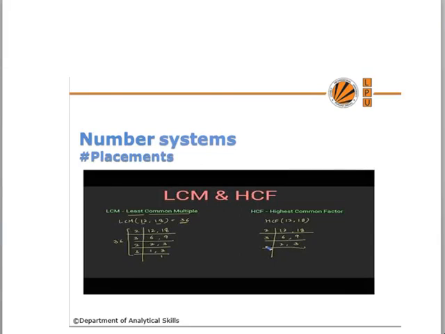Let us talk about the placement questions of LCM and HCF. LCM and HCF is an important topic from the placement point of view. In the MCAT, in CoCubes, or if I talk about Capgemini, different questions and different applications of LCM and HCF have been asked in previous years. So let us solve some questions and have a quick revision on LCM and HCF.